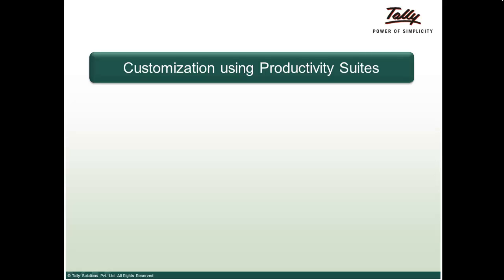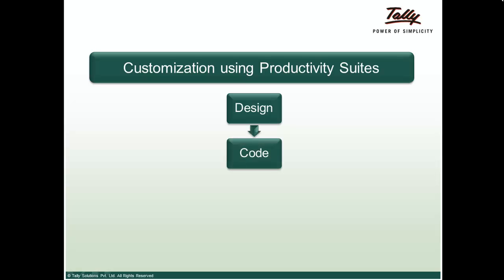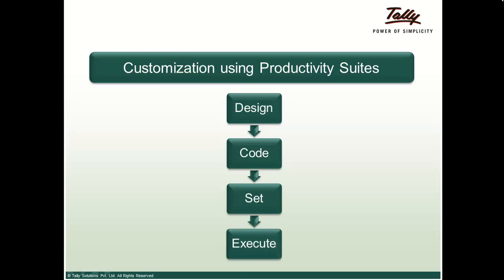From the case studies already seen, we now know that there are 4 simple steps to be followed for using the functionality of customization using productivity suites. First one is design, where you design the required layout in any productivity suite. Next is code, where the code is written to push the required data into the designed productivity suite. And then set, where the tokens are set in the productivity suite in congruence with the code. And last is execute, where the code is executed in Tally and the output is obtained.